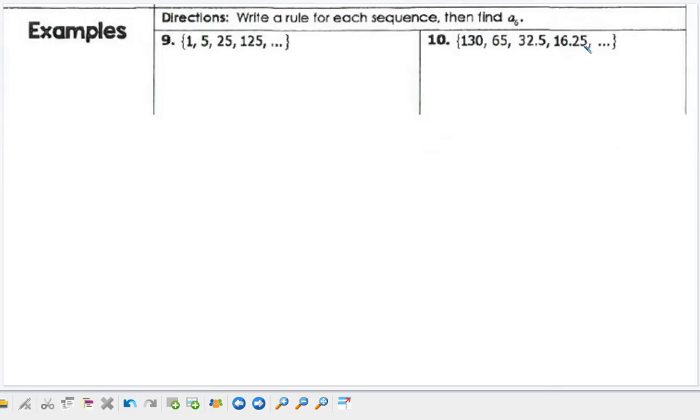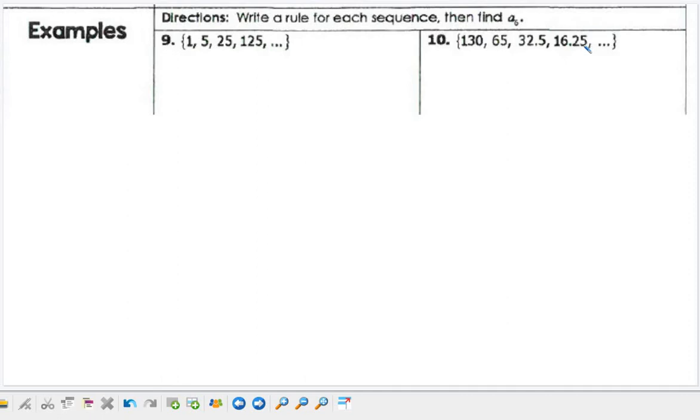So it says to write a rule and then find a sub 6. So remember, writing the rule is part of your problem. This will be the same thing on the quiz, and this will be the same thing on the test. You'll have to write a rule. So that's part of the problem. Write the rule. So it should have an r in it, an n in it. And then you'll find whatever the selected term is, okay?